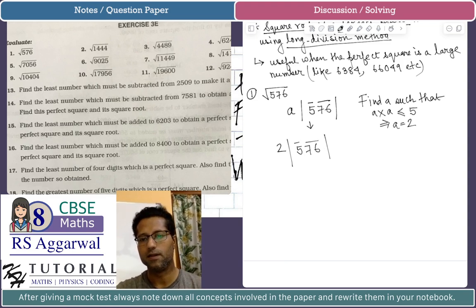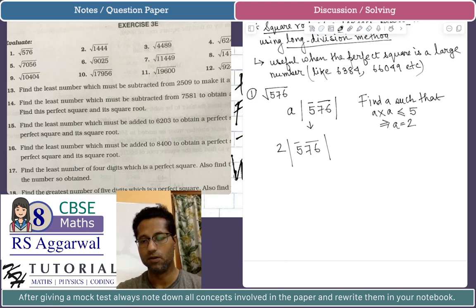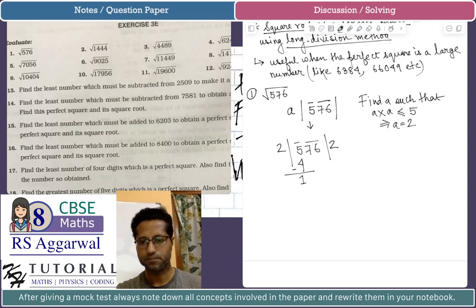We multiply 2 with 2. Since we have multiplied 2 with itself, that 2 will go in the quotient, and A into A, which is 4, will come here. We take the remainder from the current period, which is 5. So 5 minus 4 is 1, and we bring down the next period, which is 76.